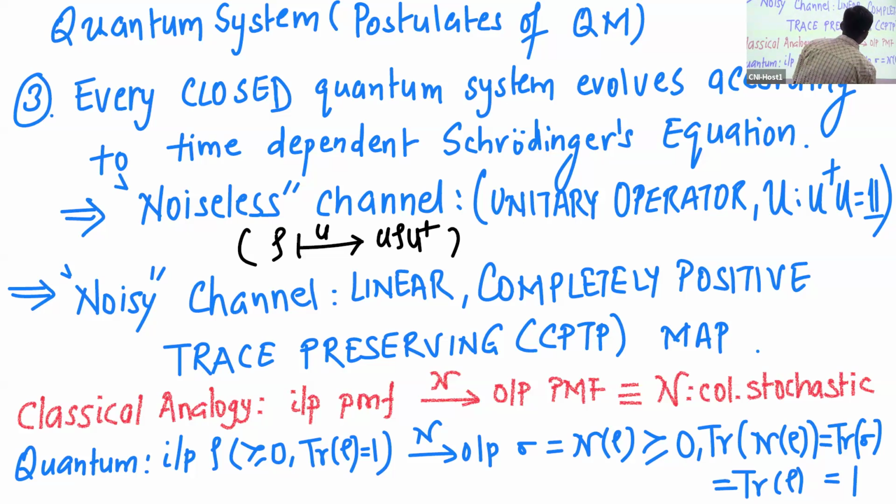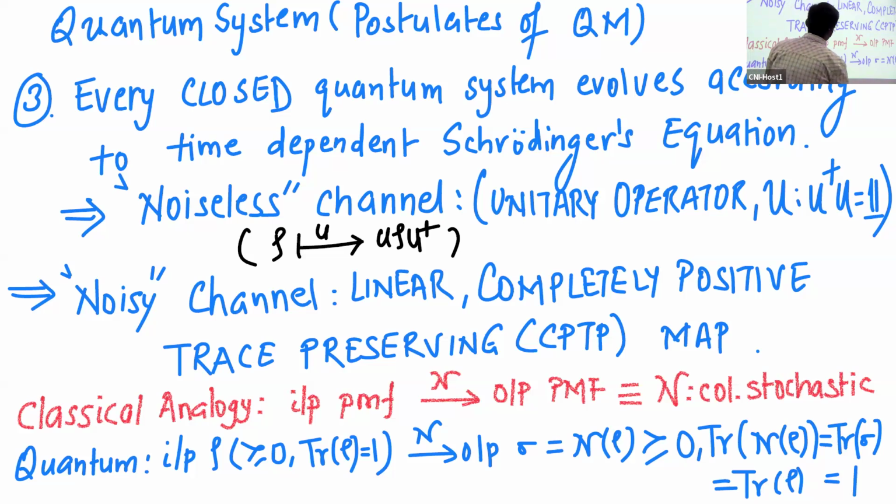So by this, what I mean is, suppose I have a channel N with input rho, then the trace of the output of the channel is equal to the trace of the input of the channel. So if the output is sigma, the trace of sigma should be the same as the trace of rho, which was input to the channel. And since we will be working with quantum states or density matrices, this trace will always turn out to be 1.